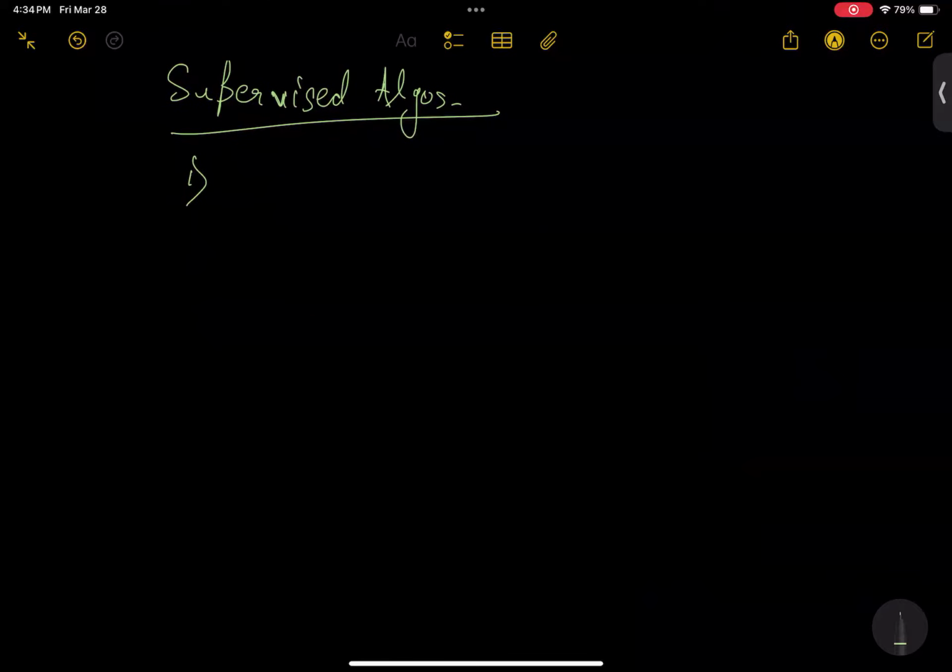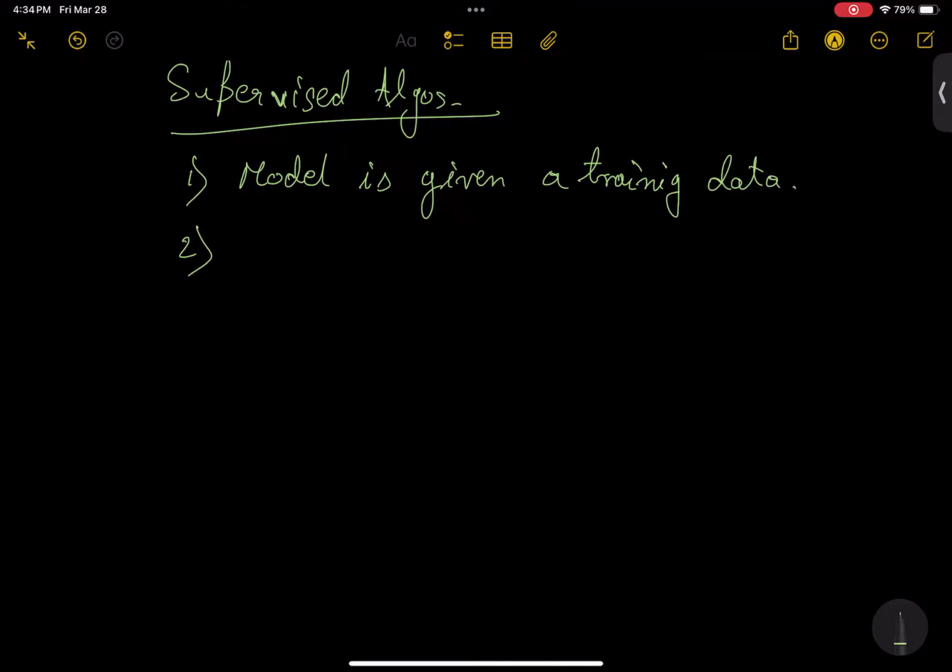So basically, in a supervised algorithm, we understand the process, right? Again, let me write it down. Let's go into the details of the supervised algorithms. What is the process? The first thing is what? Can you tell me? The first thing is that the model is given a training set or training data, correct? The second thing is the model learns the pattern and relates input to output.